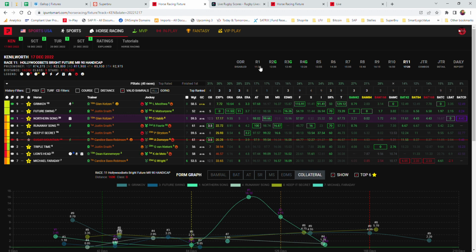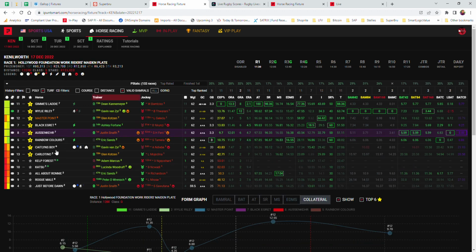So let's just quickly run through the card. I'm going to put my turf on for now for my graphs at the bottom, and I'm also going to put in my valid bomb rolls. If it's a windy or a rainy day, you can also filter by just saying yielding or soft or heavy or whatever the case might be to make things easier for you.